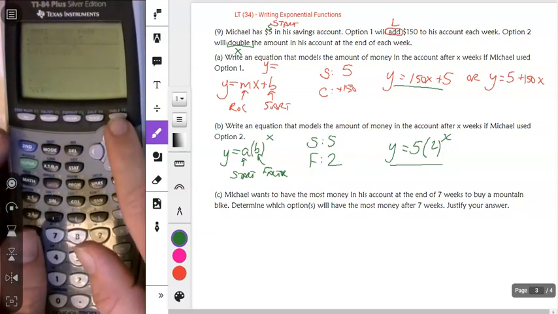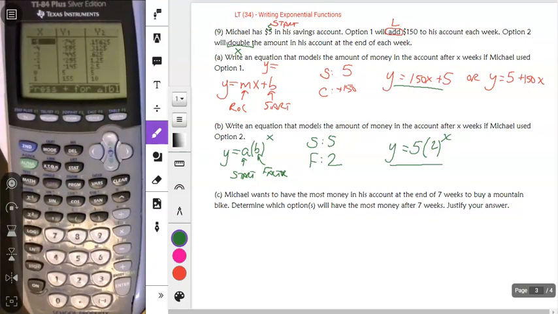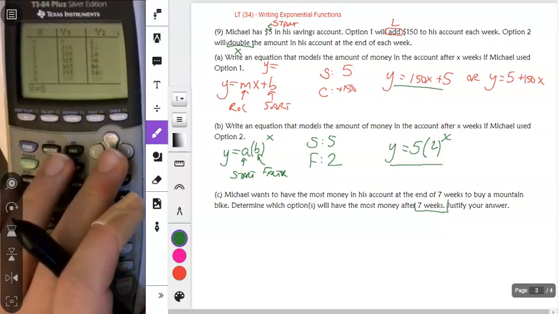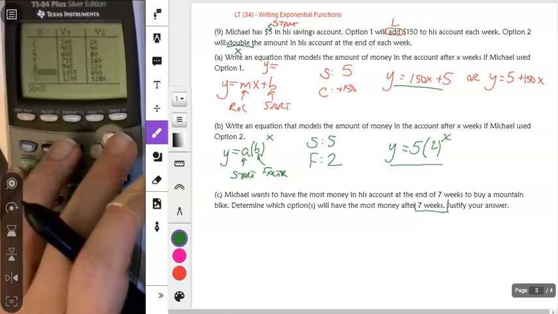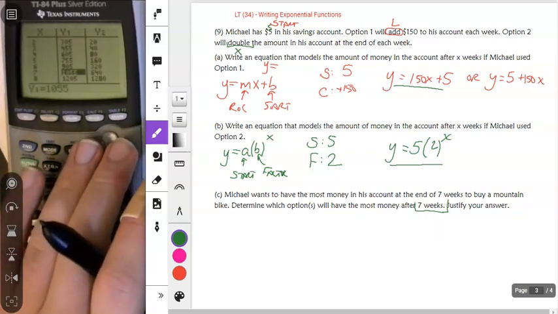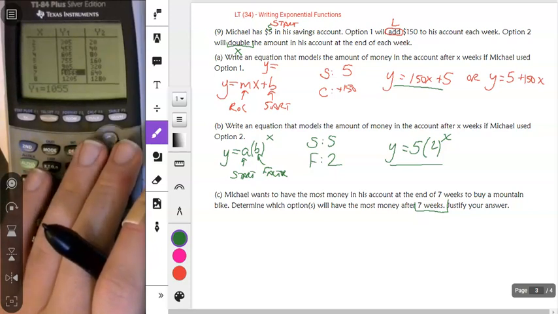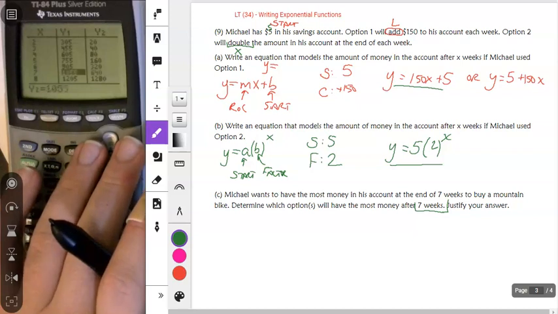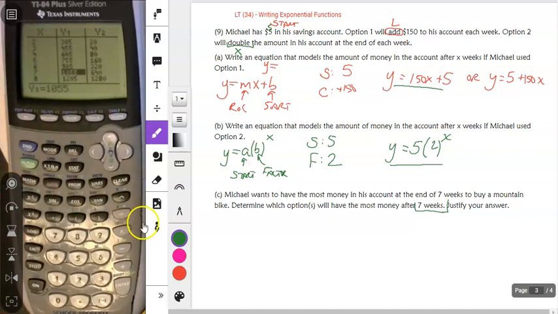Now that I have that, I'm going to go to a table. In this question, it says I need to go to 7 weeks. So I'm going to scroll down until I get to x equals 7. I have it right there. So what it's showing me is this: 1055 is bigger than 640. So the question says which one will have the most money? That's going to be option 1. So I can say option 1 has the most money.